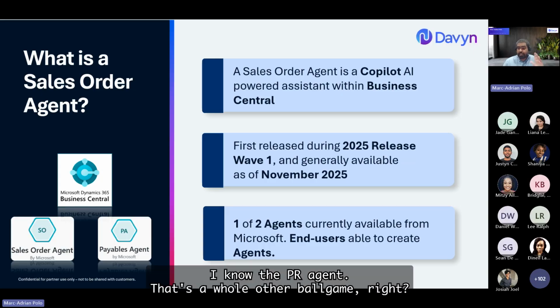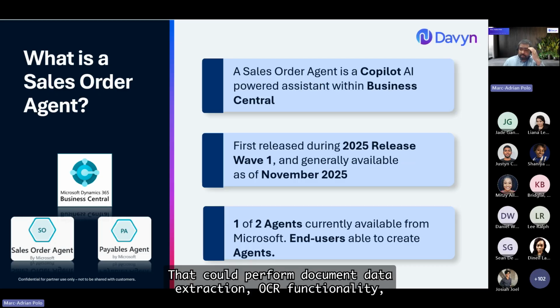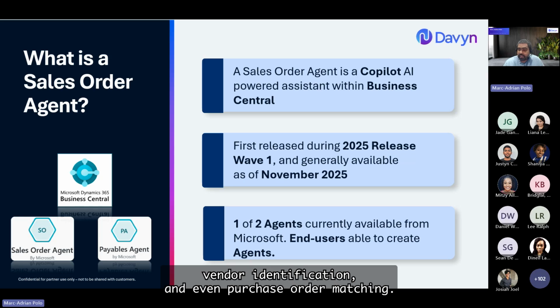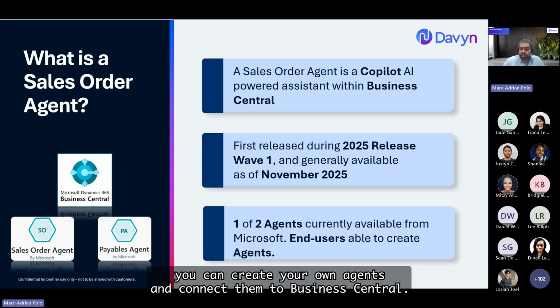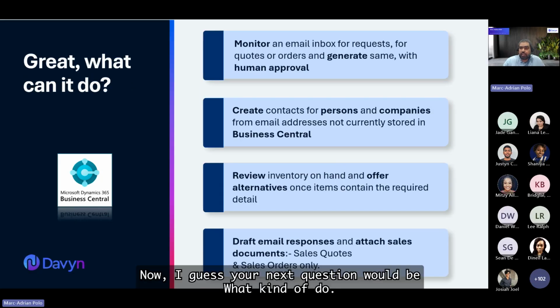Now, the payables agent, that's a whole other ballgame, right? That could perform document data extraction, OCR functionality, vendor identification, and even purchase order matching. Not to mention that through Copilot Studio, which is the next presentation, you can create your own agents and connect them to Business Central. So sounds good, right? Now I guess your next question will be, what can it do?